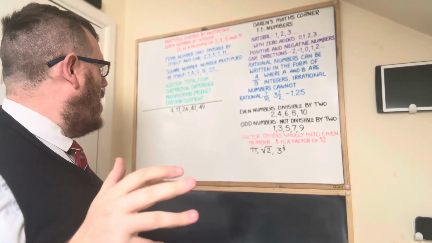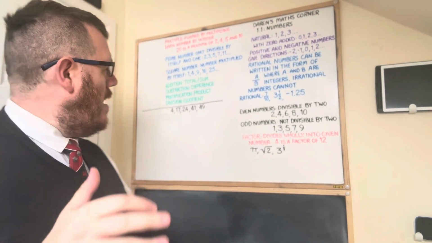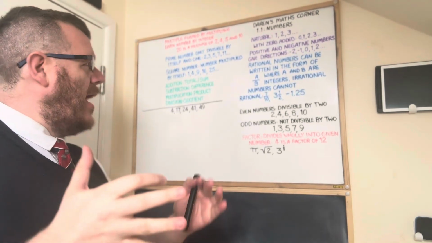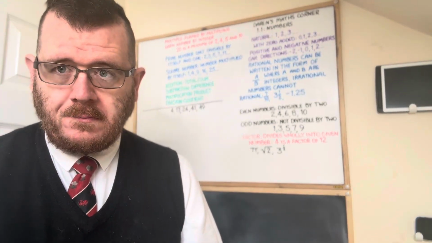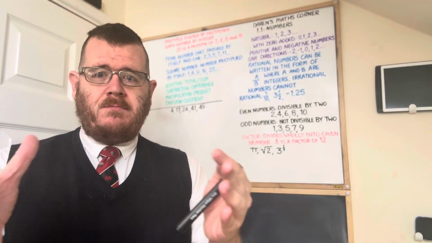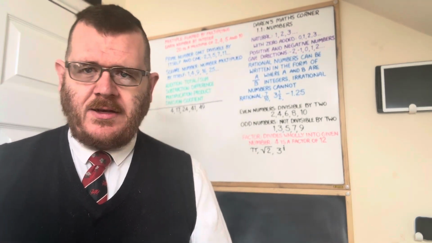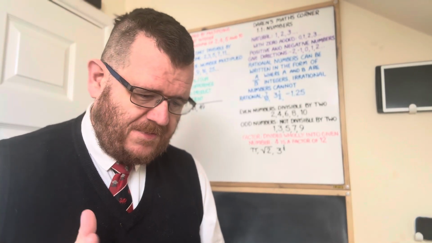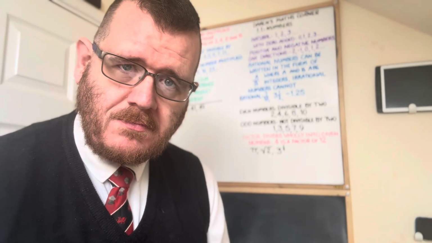A prime number can only be divisible by itself and 1. And a square number is a number that's multiplied by itself. So 2 squared is 4, or 4 squared being 16. So with that all being said, let's get some exercises done.